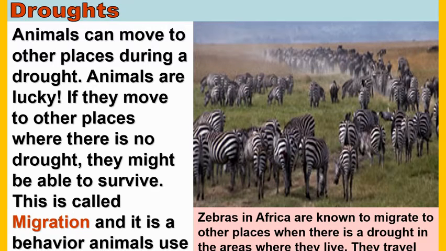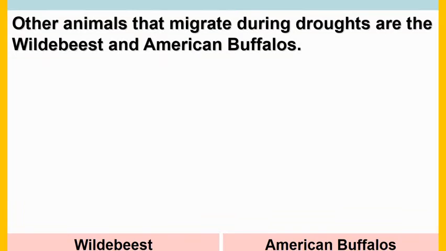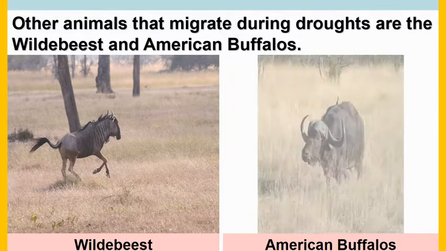Zebras in Africa are known to migrate to other places when there is a drought in the areas where they live. They travel many days to find water. Other animals that migrate during droughts are the wildebeest and the American buffaloes.